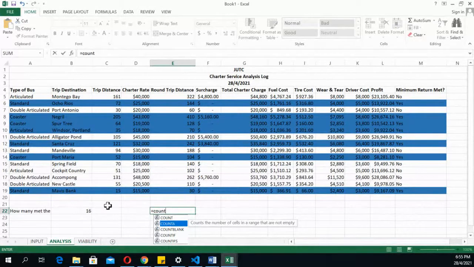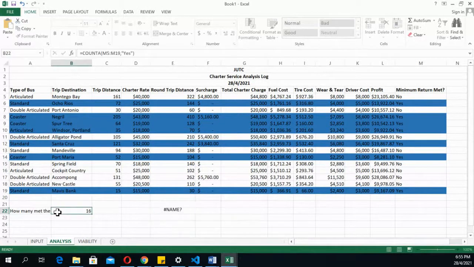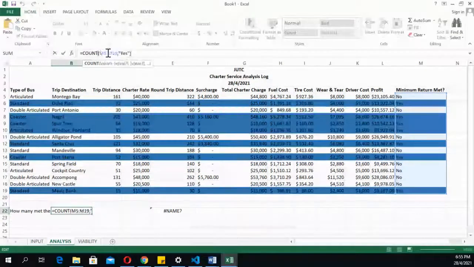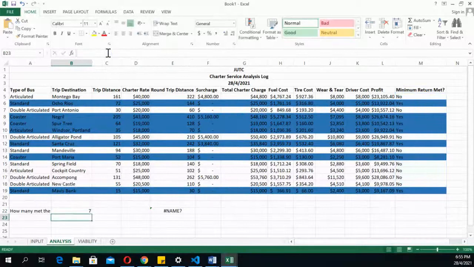Sorry, oh my bad. It's COUNTIF that's supposed to be there. I'm so sorry about that. My bad. It's COUNTIF that's supposed to be there.